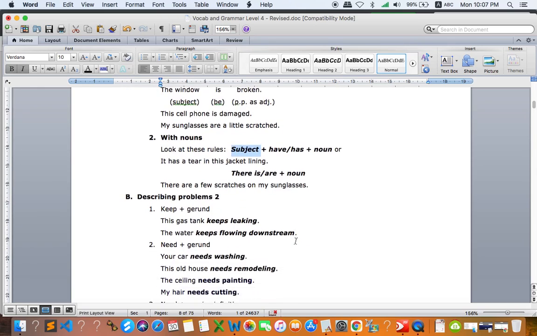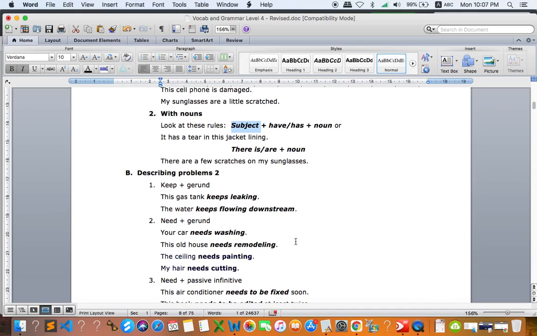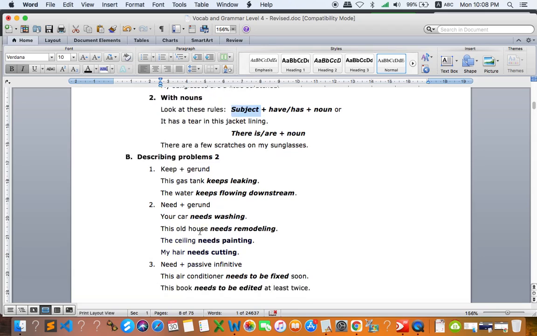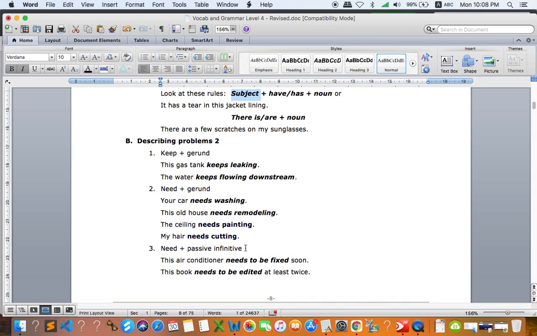Okay, all right, and from the previous video, I also explained about keep and need as well, which is about describing problems two. Okay, so this one is way easier than the first because we have only one, and that is also easy to remember. So we have keep plus gerund, need plus gerund, need plus passive infinitive, or you can say to be plus verb 3.